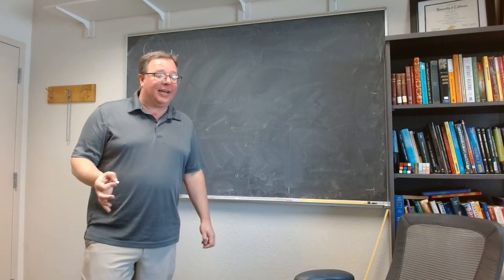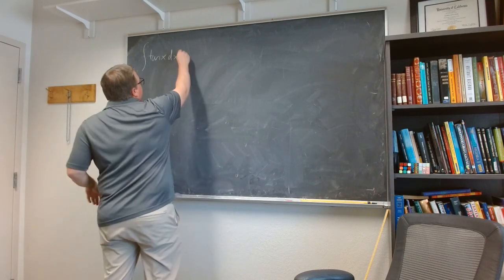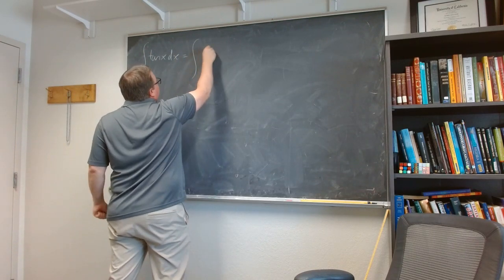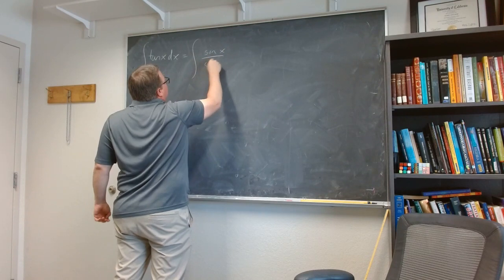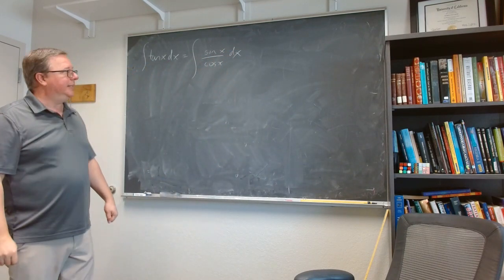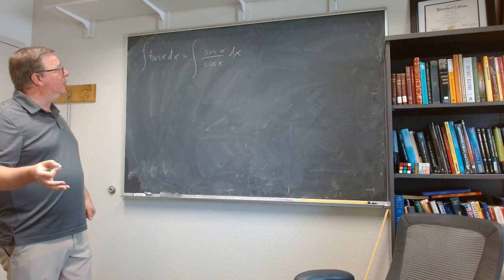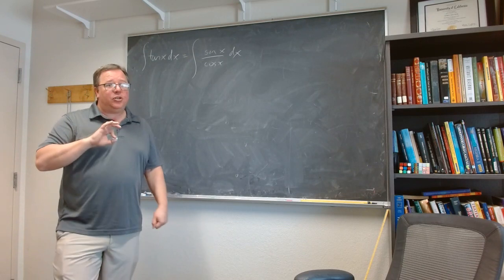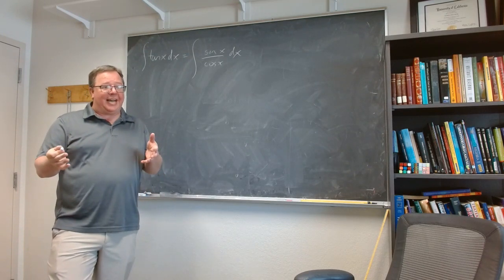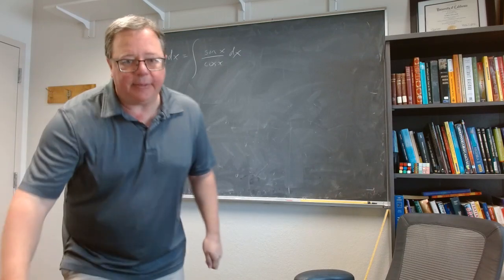Because tangent is sine over cosine, we're going to set up a u-sub. So we're going to integrate sine of x over cosine of x dx. This is secretly what tangent is. And now we have to choose what is going to be our u. Now remember, the way we choose what the u is, we have to ask, what is the du? What is the derivative looking like?